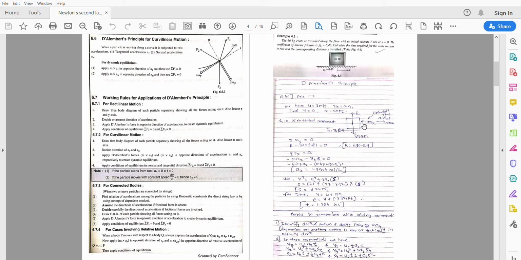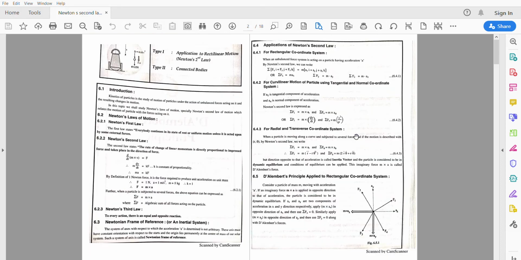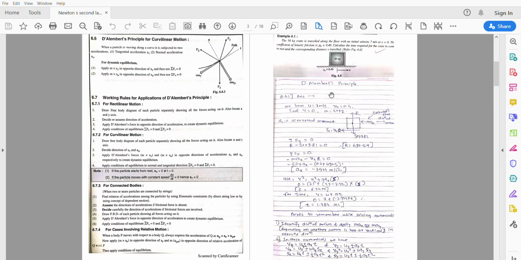Third step, in the opposite direction of the motion, apply D'Alembert's force. D'Alembert's force is equal to max and may. In x direction max is applied, in y direction may is applied, and apply conditions of equilibrium. So let us see numerical number 1.